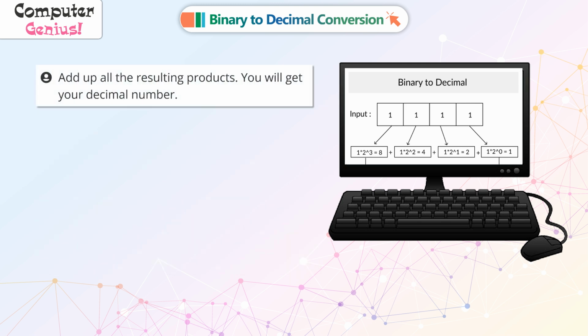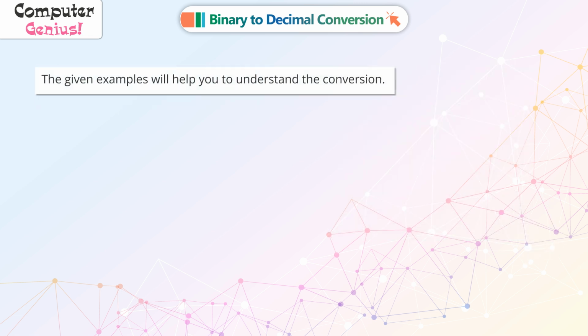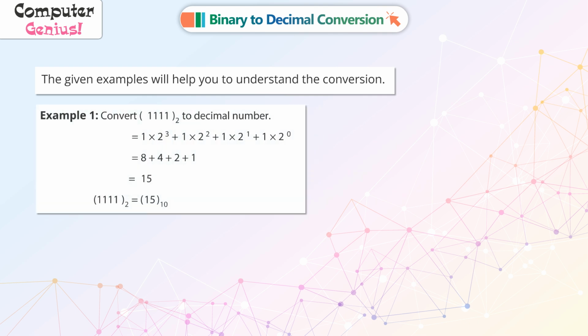Add up all the resulting products. You will get your decimal number. The given examples will help you to understand the conversion. Example 1. Convert 1111 base 2 to decimal number.